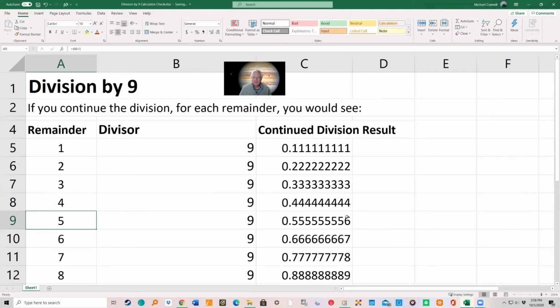You'll notice there's a 6 here at the end. I always used to joke with my students that it's because the calculator is lazy and it didn't want to do an infinite number of divisions.